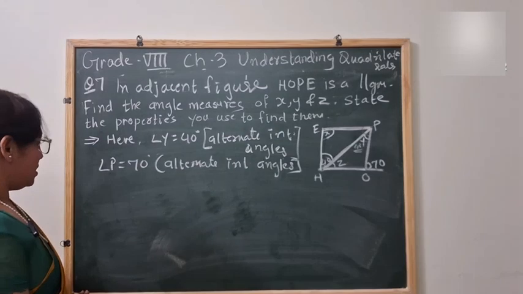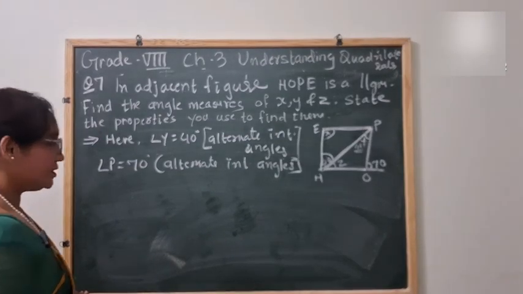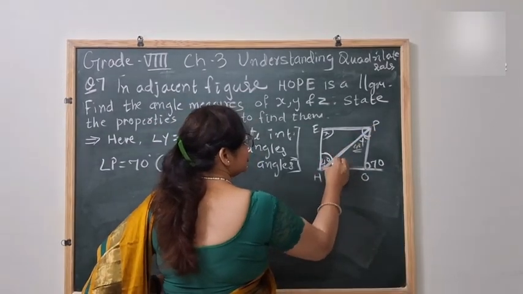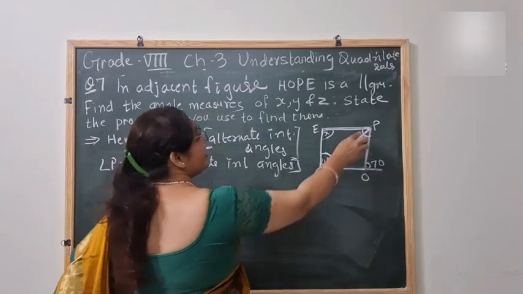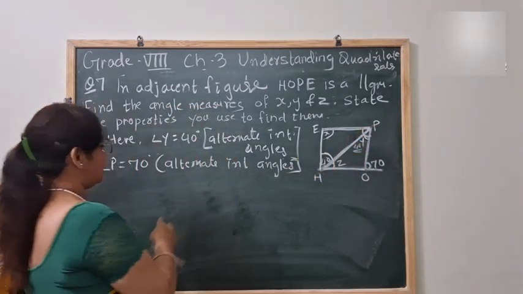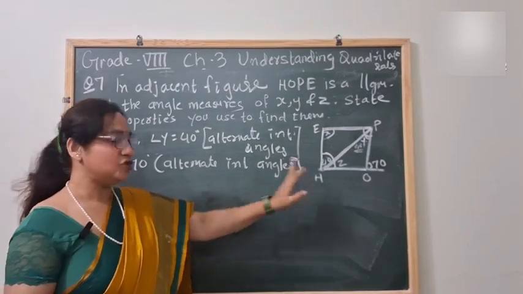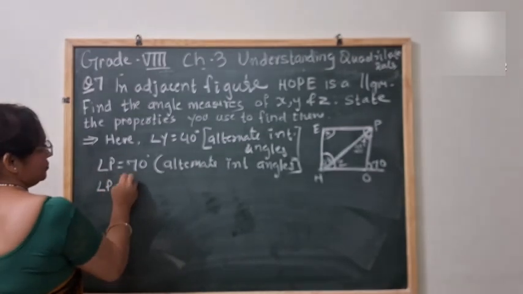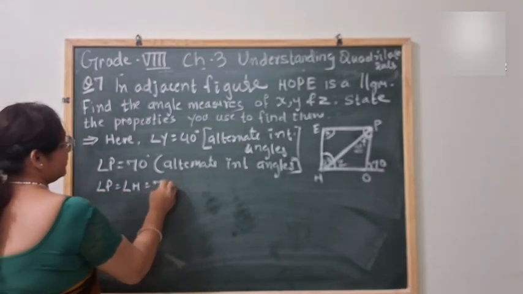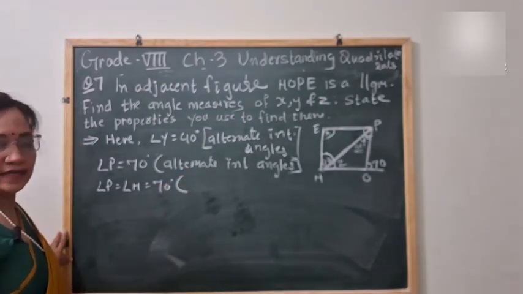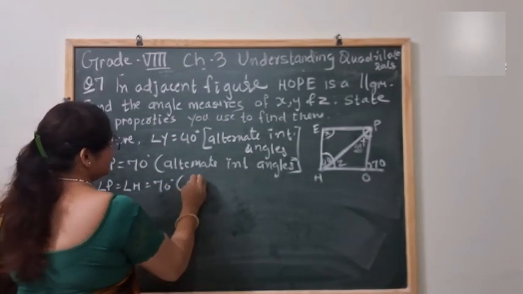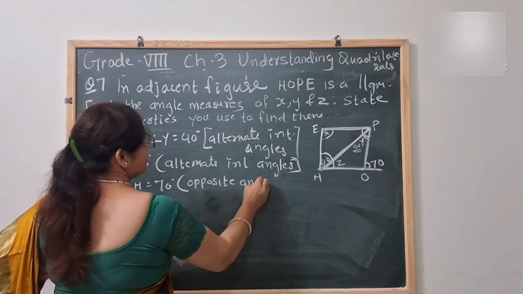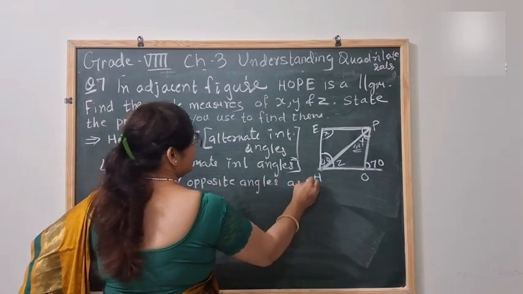Okay, then what else? Yes, you can also say that this whole angle P and angle H, these both are equal. So if angle P is 70 degrees, angle H is also 70 degrees. So you can write here angle P is equal to angle H is equal to 70 degrees. The reason is opposite angles in a parallelogram are equal.